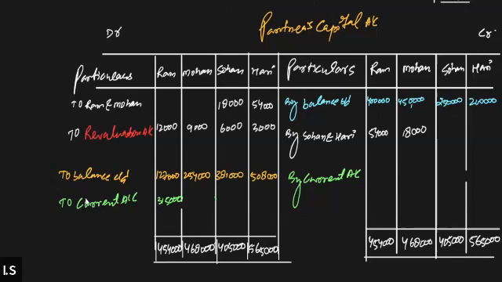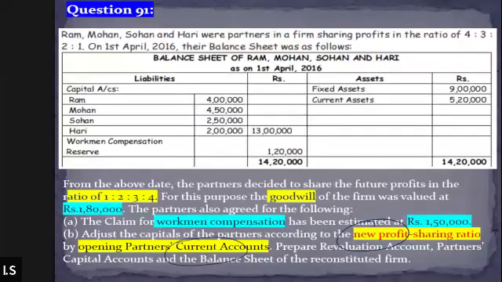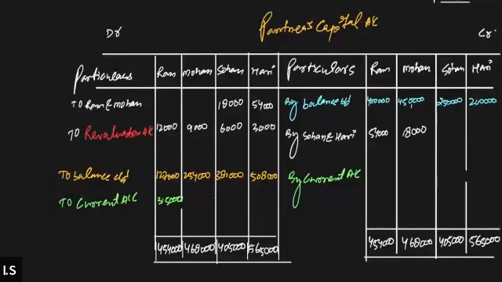Why are we not required to prepare the partner's current account? Because the question is not requiring us to prepare it. See, what is the question? The question is asking us to prepare the revaluation account, partner's capital account, and the balance sheet only. If the question requires us to prepare the current account, then we will have to find out the balance as the current account balance and also open a current account. But since this question requires the capital account, revaluation account, and balance sheet, it is nowhere asking us to prepare the current account. Therefore, we are not preparing the current account.